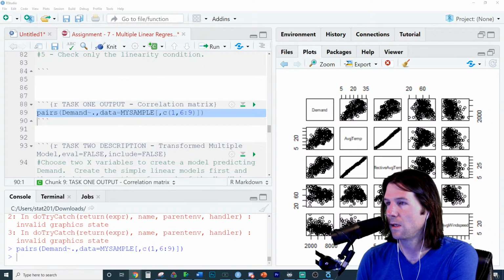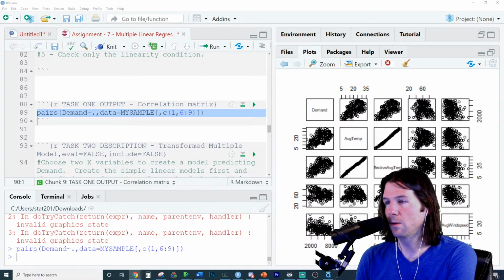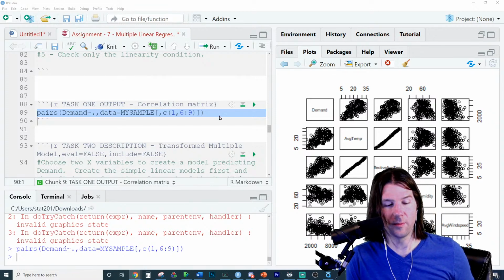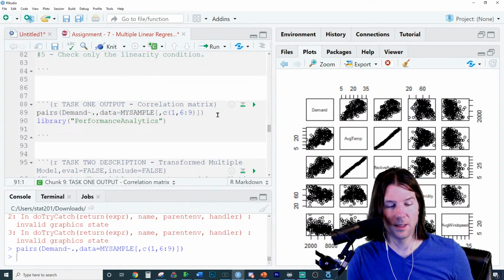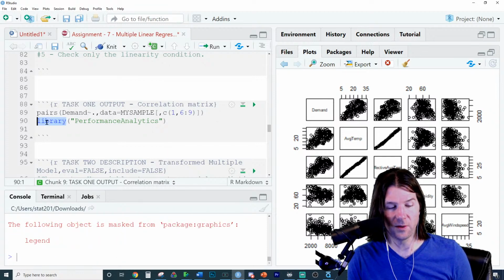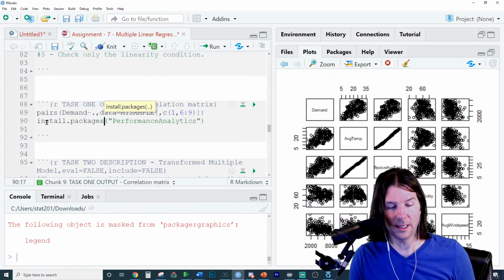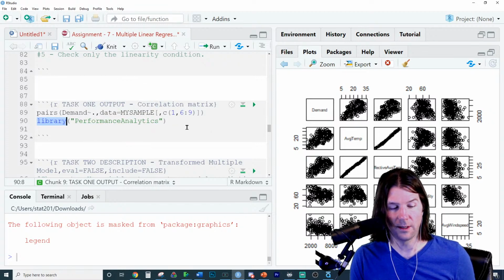Oh, that's nice. Oh, here it is right here. Okay, so it's under Performance Analytics, library PerformanceAnalytics. You need to make sure you have this library. Please make sure to install the library. If you don't have it, use install.packages on it. But if you have it, you can just run library.